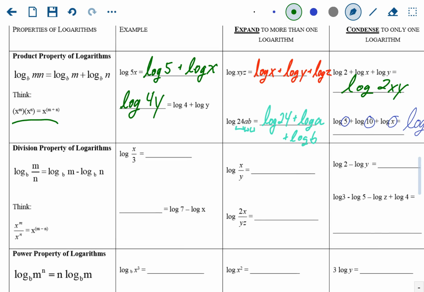The division property, again, we talked about it yesterday. The division property, you always want to think, multiplication and addition, and then division and subtraction. So we're going to be subtracting the logs. Okay. So this first one, log of x over 3, we can rewrite as log of x minus log of 3. And going the other way, we have log 7 minus log x. We could write that using one log of the first divided by the second.